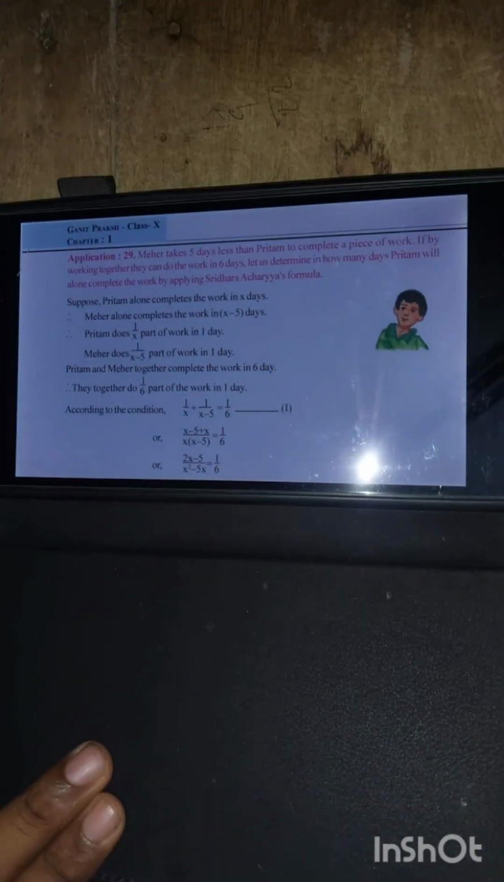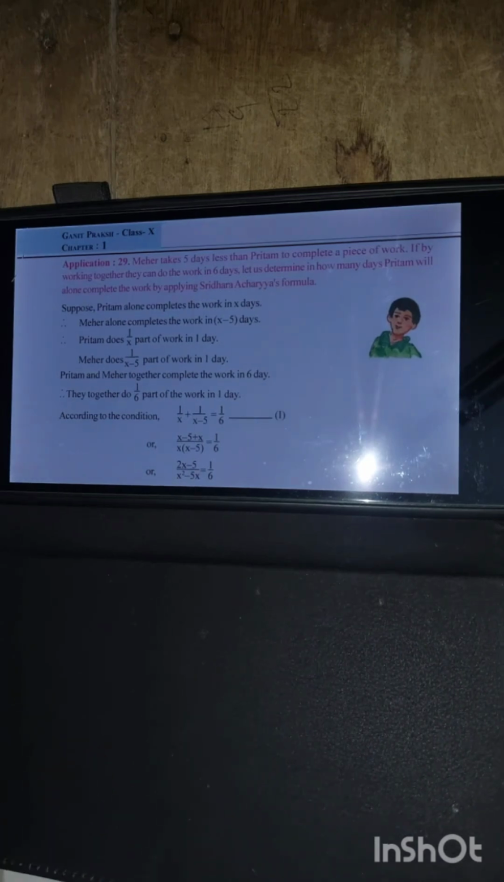Now let us take another example. Meher takes 5 days less than Pritam to complete a piece of work. If by working together they can do the work in 6 days, let us determine in how many days Pritam will alone complete the work by applying Sridhara's formula.